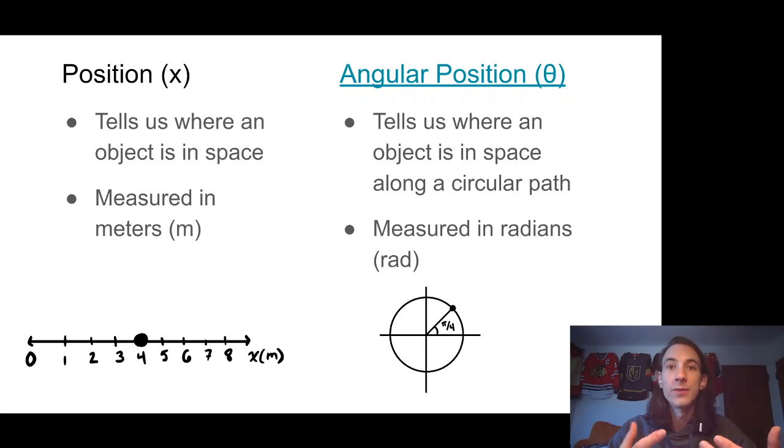We said, hey, we want to be able to define the position of an object because it'll tell us where an object is in space. And once we know where an object is, we can say, how does this position change? And that's really where most of our physics comes from. Like, hey, what happens when we change position?